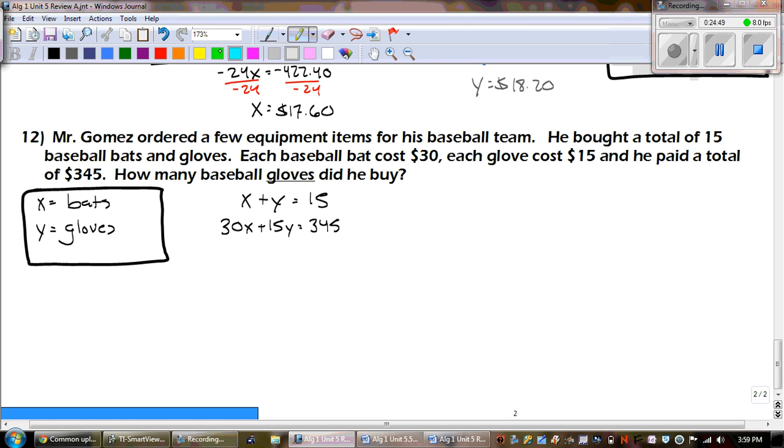Okay, just catching up with you. A total of $15 for the bat and gloves. That's our first one. And then $30 for the bat, $15 for the glove, total of $345. That's my second. Okay? All right, I'm going to pause it again. Solve it.